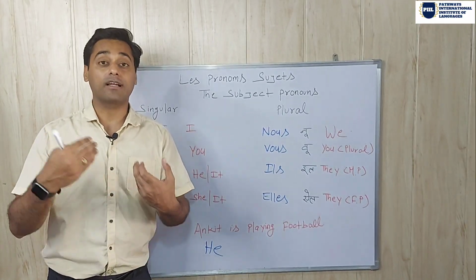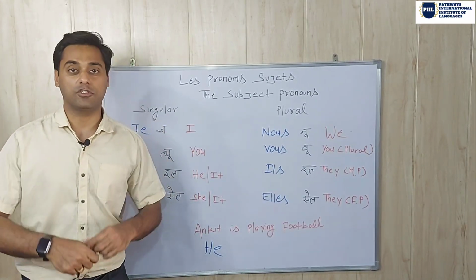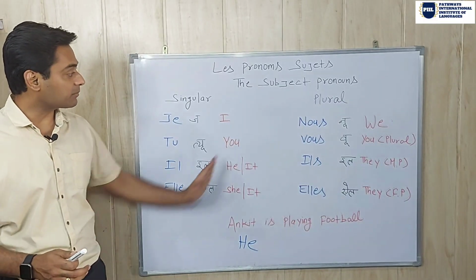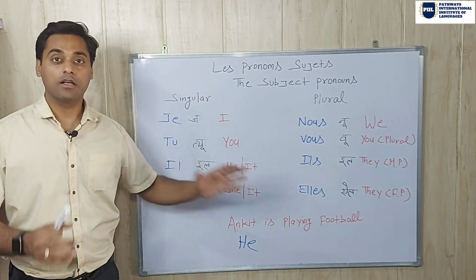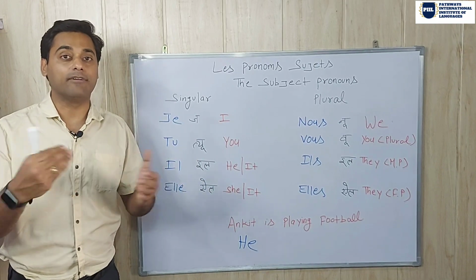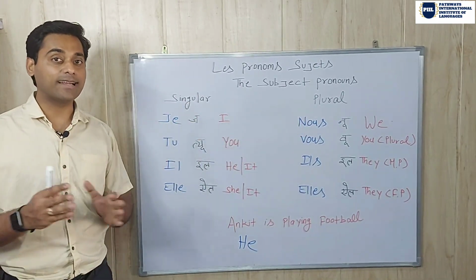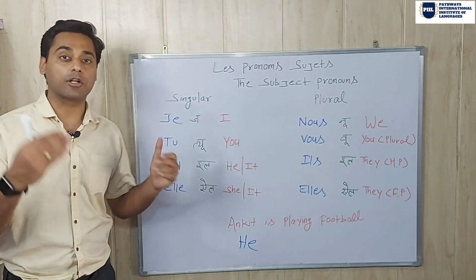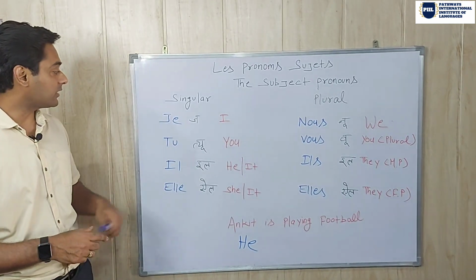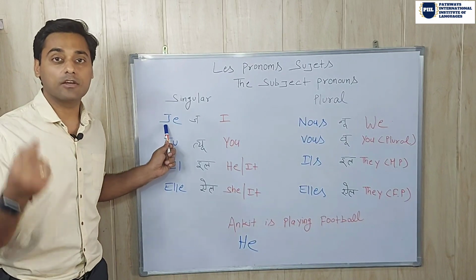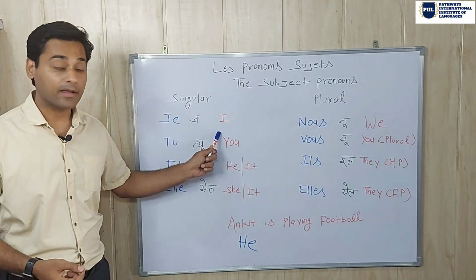Now let's learn what the subject pronouns in French are. The subject pronouns in French are divided into two categories, singular and plural. So now let's learn the singular subject pronouns first. Okay, so let's start with je. It's je, which means I.